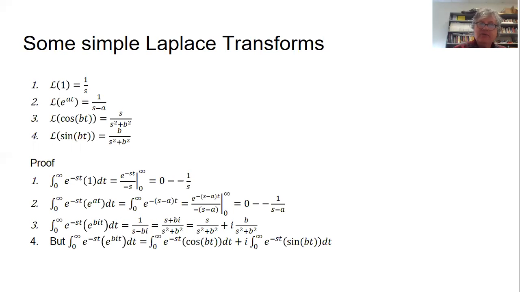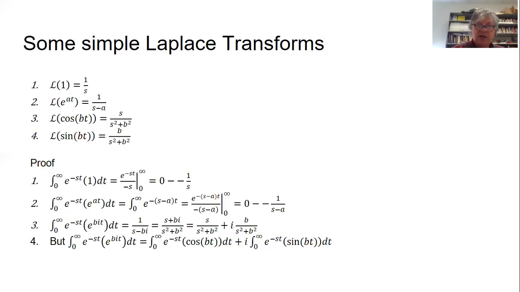Laplace transform of cos and sine. So you could do that integral, but the simplest way to do it is just to use Euler's formula, right? So we plug in e to the ibt. Then by what we did in number 2, we know the Laplace transform is 1 over s minus bi.